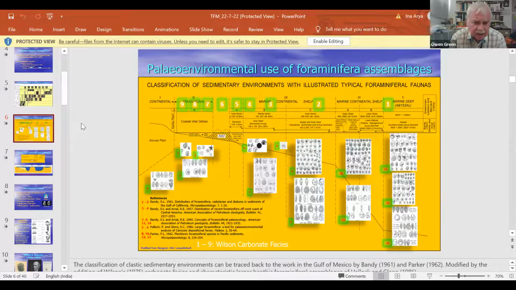The different assemblages that one might expect as one is going down slope into the deeper oceans. And this is all really classic work that was done by people like Orville Bandy and Francis Parker in the early to mid-60s. It's subsequently been developed by Pamela Hallock, working on some of the shallower water assemblages as well. Next slide, please.